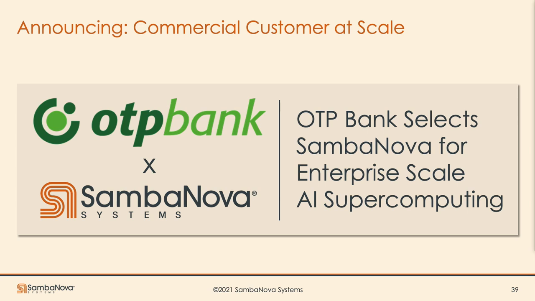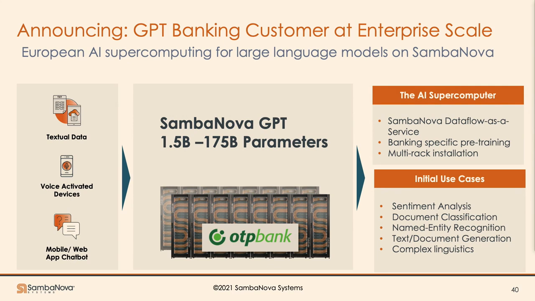I'm proud to announce the first commercial customer at scale for the data flow as a service product offering, and it's by OTP Bank, which is a bank based in Hungary, and they selected SambaNova for enterprise scale AI supercomputing, right? And so the OTP Bank is this leading financial group in Europe, and what they want is a solution that provides very high capability and capability to do natural language processing for a number of banking uses.